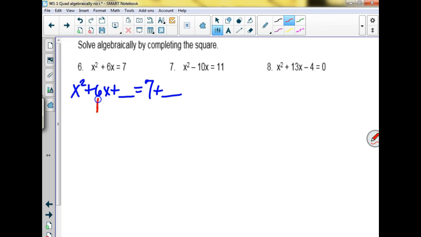Then the rule is, if this is x squared plus bx, you take the b and you divide by 2. So in the parenthesis here, we'll go x plus, what's half of the 6? 3. And then you put it squared.